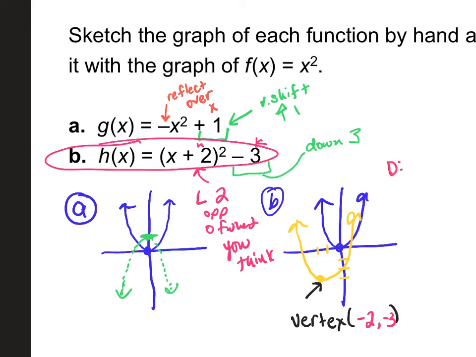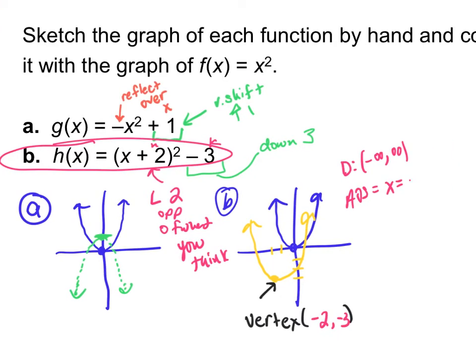What's the domain? For every single parabola you're ever going to see in your life? Negative infinity to positive infinity. All right. What's the axis of symmetry? The AOS at x equals what? -2. Is there a maximum or a minimum point here? Minimum. That's the lowest it's going to go. And it's at y equals -3. Remember, the x part of your vertex is your axis of symmetry. The y part is your maximum or minimum.